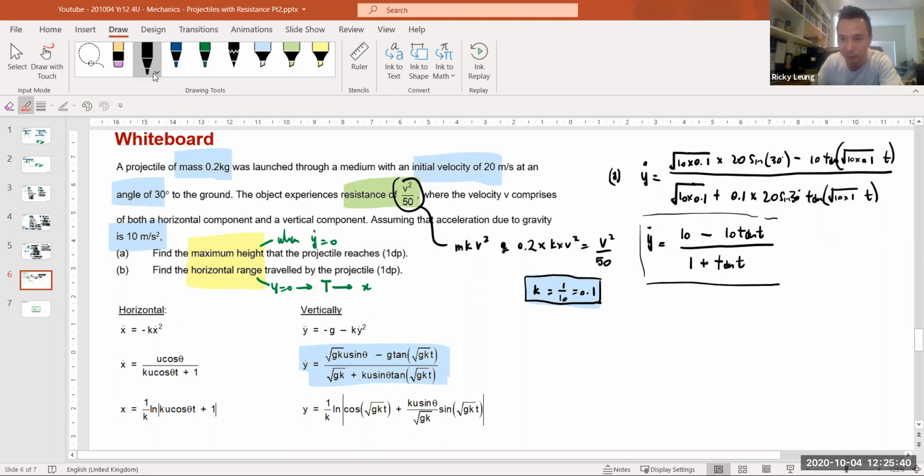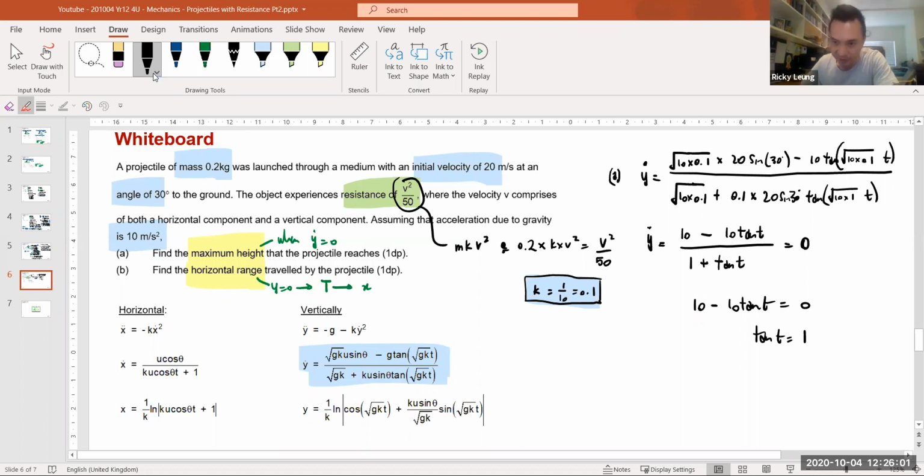So once you get that expression, what are you trying to do? You're trying to find a max height. So let that equal to 0. And I'm going to need to solve this equation. It's a tricky equation. So try and find the time when it occurs. It looks like 10t equals 1, is it? So t equals pi on 4, 3 pi on 4, etc. So maybe just use the first time it achieves that situation.